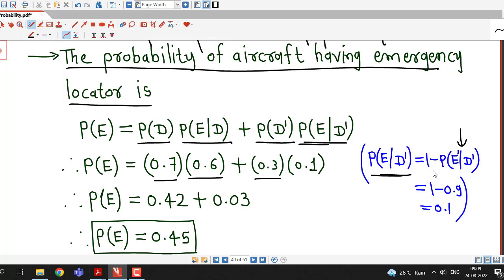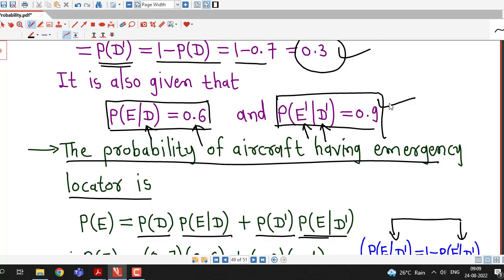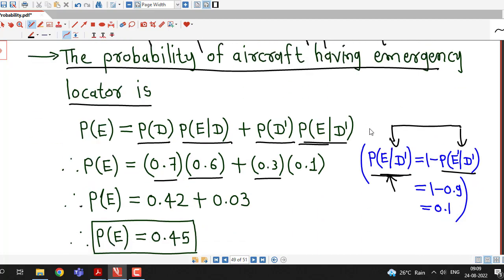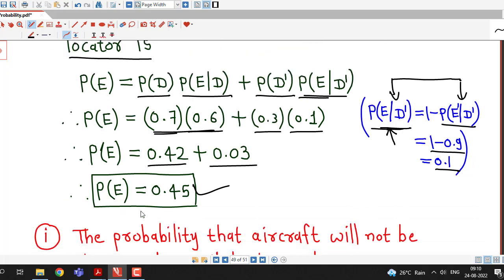definition of complementary event. These two events, E given D dash and E dash given D dash, are complementary events. Therefore, the probability of this event is equal to 1 minus the probability of its complementary event, and we are given that probability of E dash given D dash is 0.9. So we have 1 minus 0.9, that is 0.1. So this is 0.1, and this is going to be 0.42, this is 0.03, and therefore the probability of the aircraft having an emergency locator is 0.45.